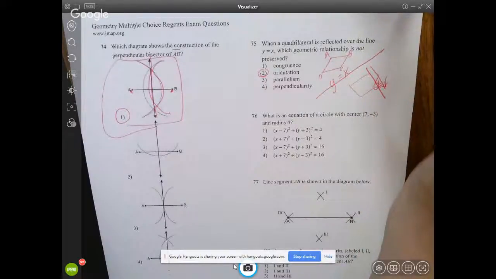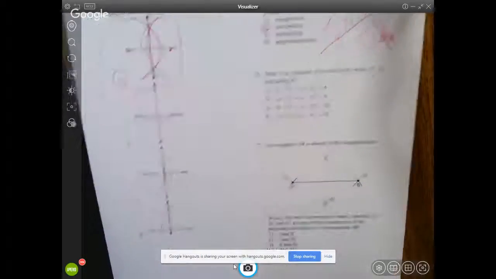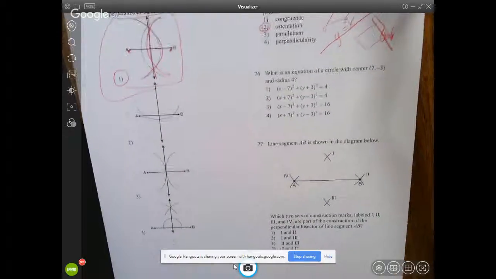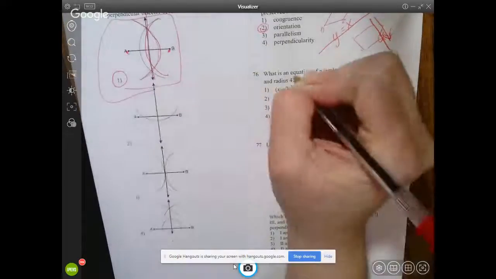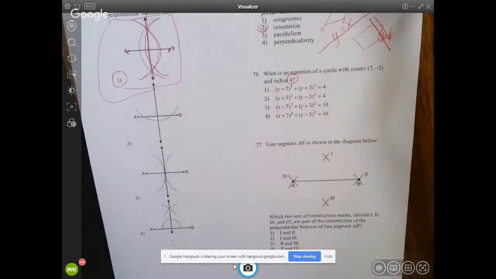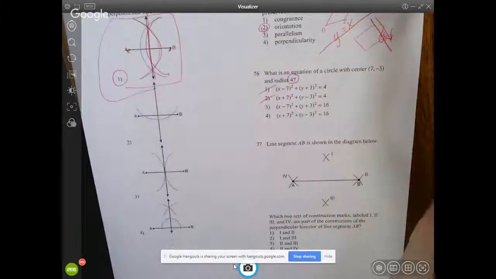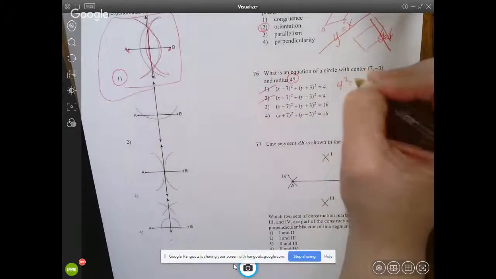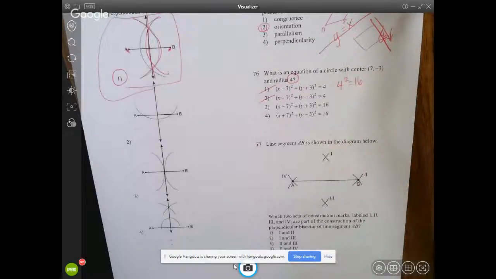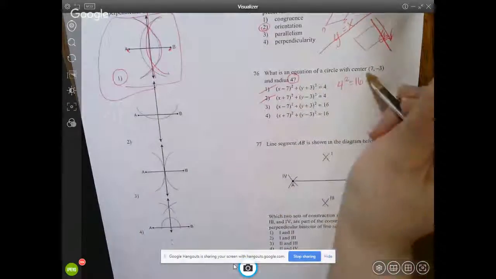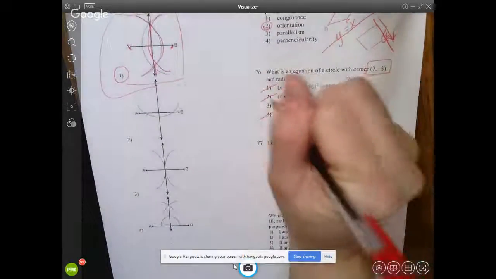Good question. Another circle question. We love circle questions. Which one is the answer? Well, if it says the radius is 4, what can we eliminate right away? The ones that have 4, right? Eliminate number 4 because it doesn't switch the sign. We eliminate 1 and 2 because it's not squared. And then we eliminate 4 because the signs didn't switch.